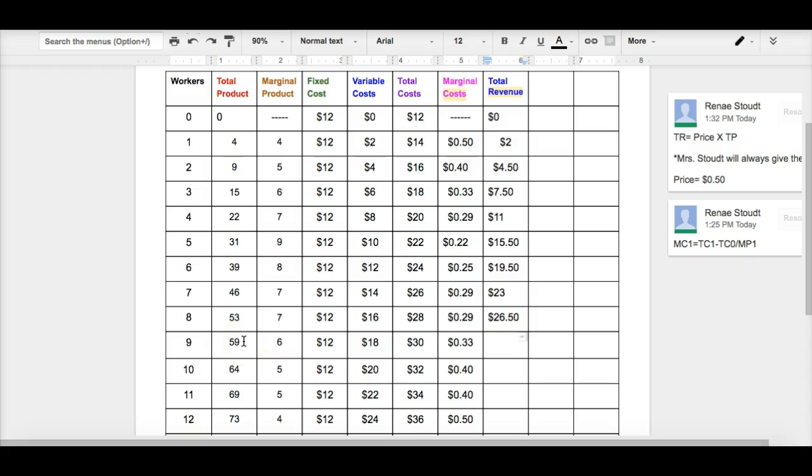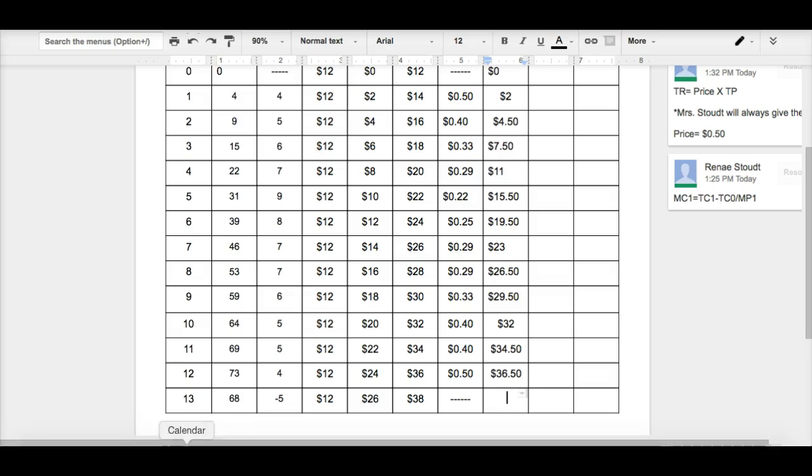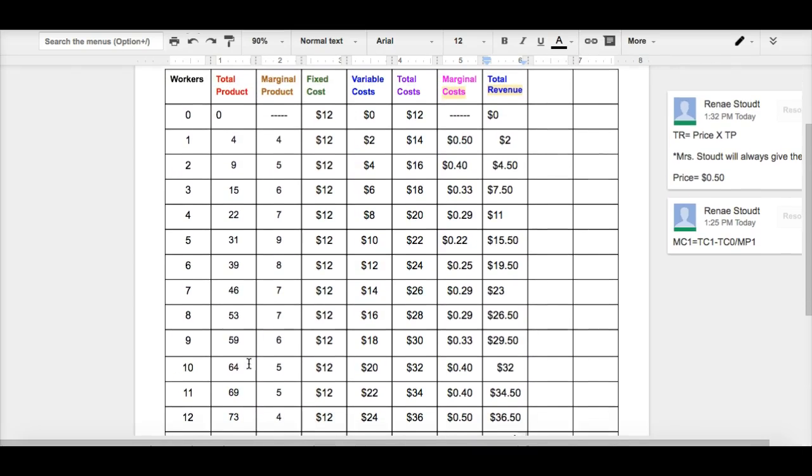For 9 workers, we're going to take 59 times 50 cents to get $29.50. At 10 workers, we're taking 64 times 50 cents to get $32. At 11 workers, we're going to take 69 times 50 cents to get $34.50. For 12 workers, we're going to take 73 times 50 cents to get $36.50. And for 13 workers, we're going to take 68 times 50 cents to get $34. Okay, everybody got that?